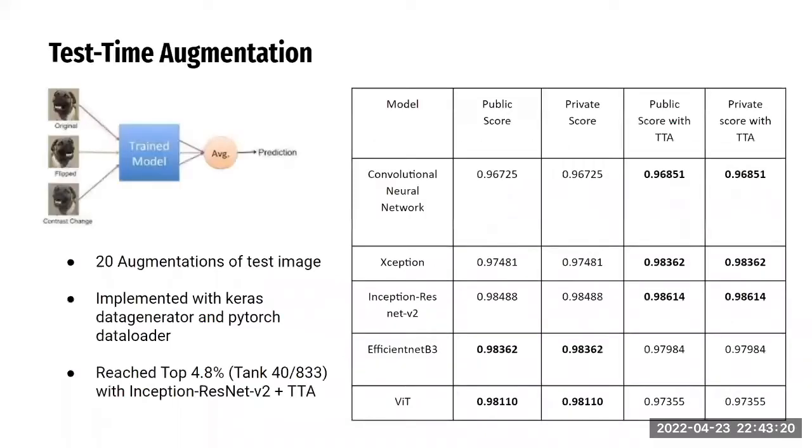Test time augmentation: just like data augmentation in the training set, the purpose of test time augmentation is to perform random modifications to the test images. Thus, instead of showing the regular clean image only once to the trained model, the model will see the augmented image several times, and the predictions for each of these corresponding images are then averaged out, and the final prediction is calculated from this average value. We used 20 augmentations of the test image, and this was implemented with Keras' data generator and the PyTorch data loader. From the table on the right, you can see we achieved a score of 0.98614 using the Inception ResNet along with test time augmentation, and this corresponds to the top 4.8%.